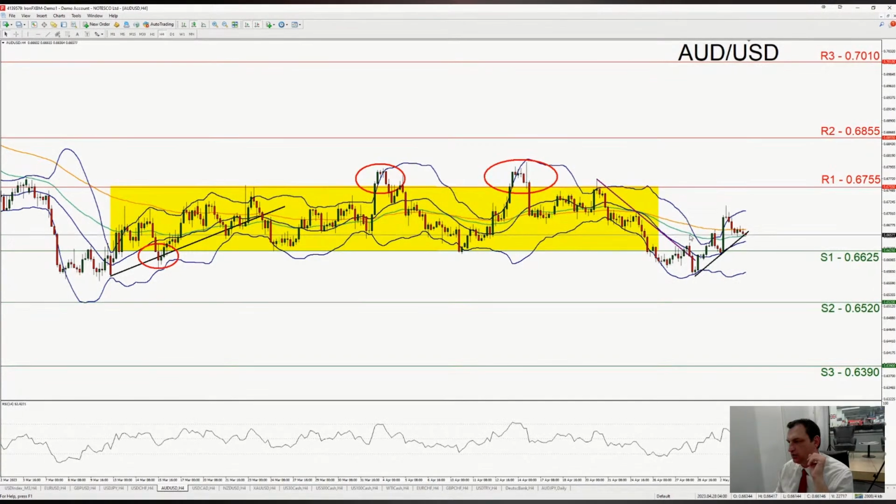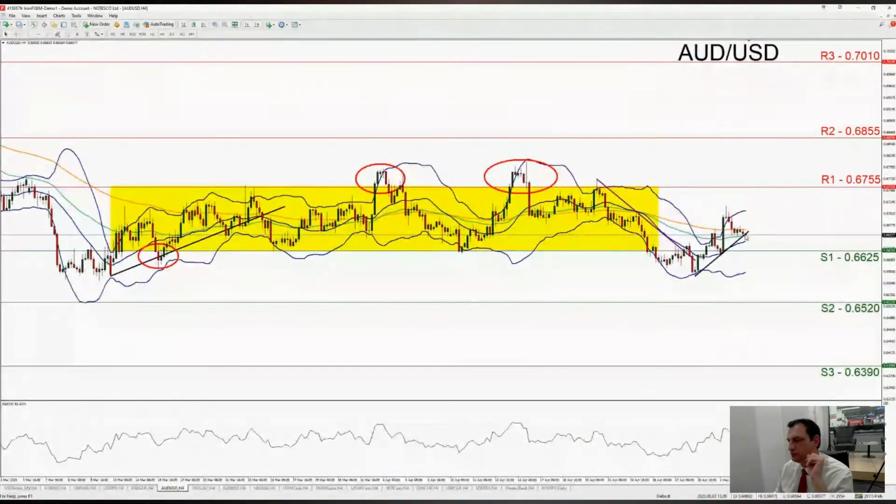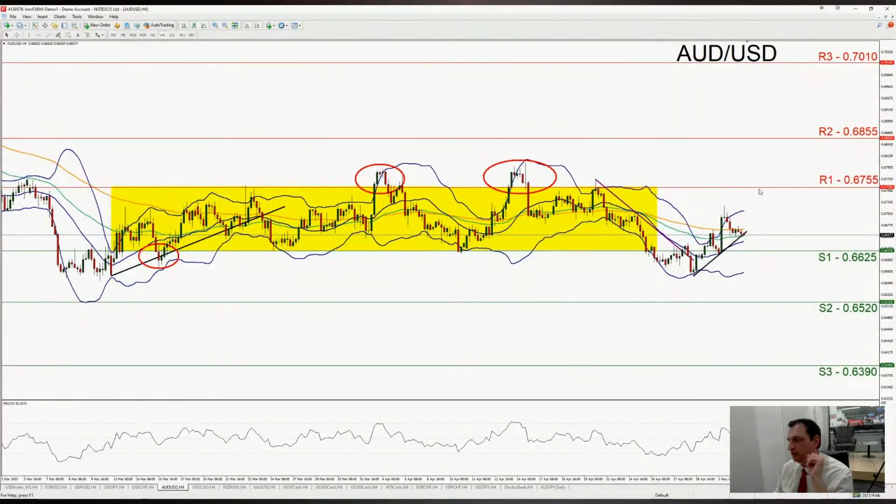For a bullish outlook, we may see the price action reversing direction, proving this break to be a false break, and aim higher towards the R1 0.6755.